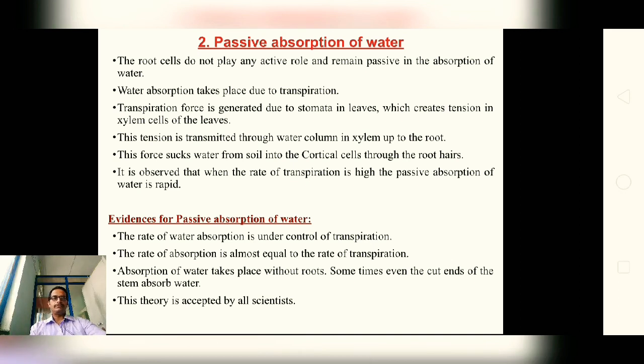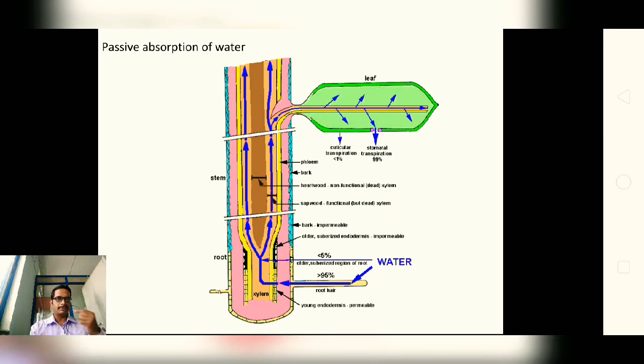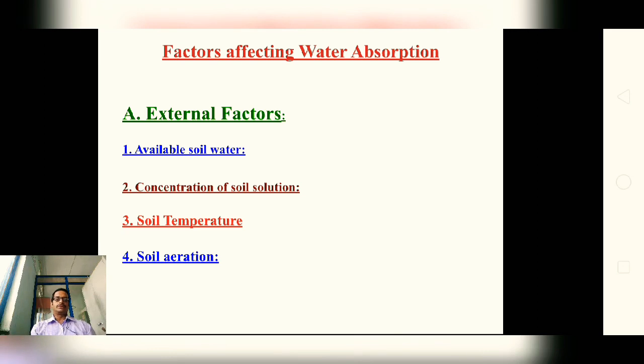In this picture we can clearly see that water is absorbed from the root hair, passes to the root system through the young endodermis, then passes to the xylem of the root system, then to the stem part, through the sapwood, and on to the leaf part, from the leaf veins to the stomata. So this is the picture. These are the two mechanisms of water absorption: the first was the active and the second was the passive one.